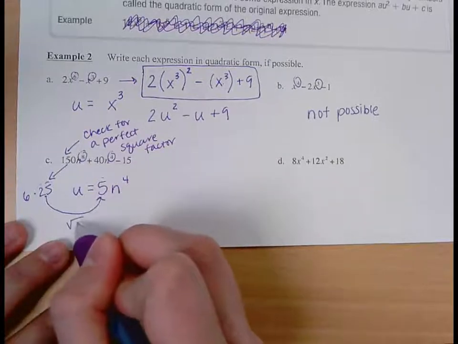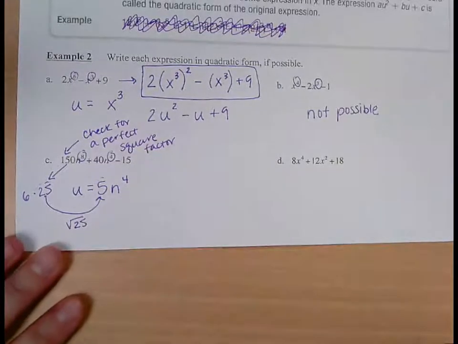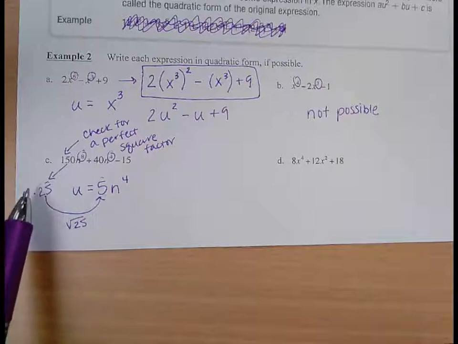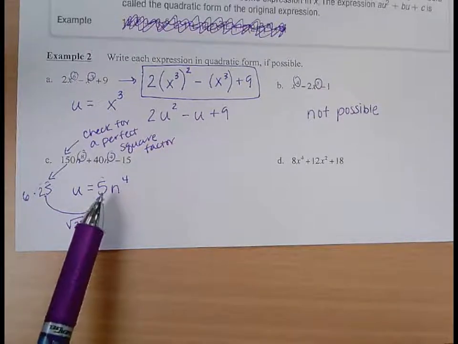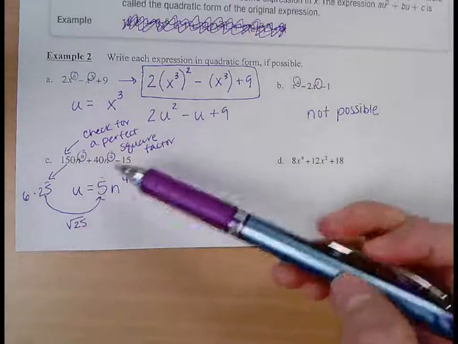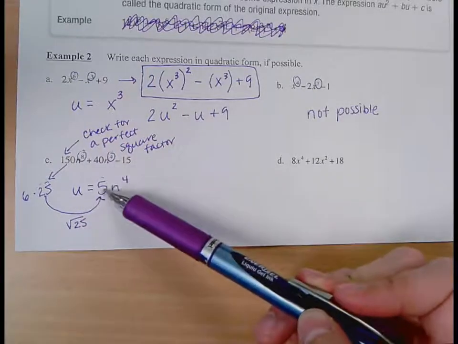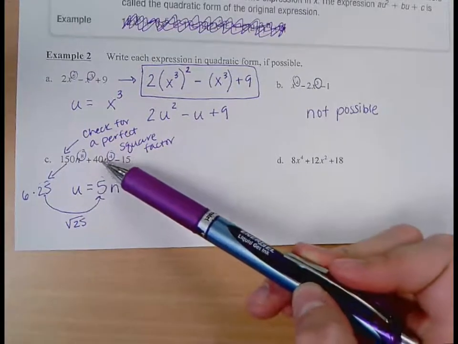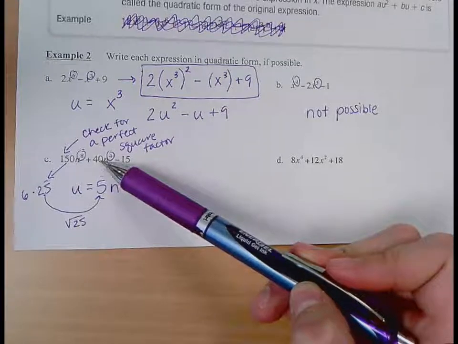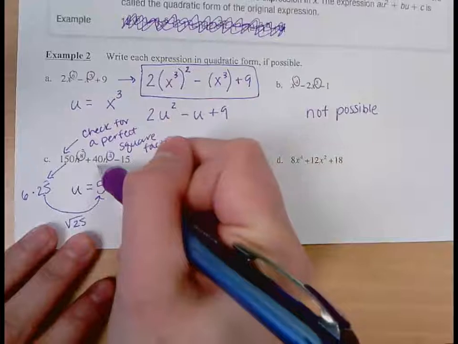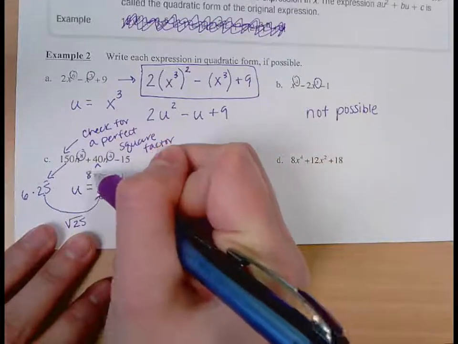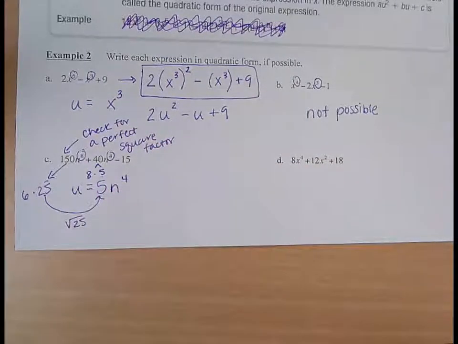So I'm going to try to draw arrows here explaining where these numbers are coming from. So 150 is 6 times 25. Take the square root to get 5. That's your coefficient of u. And then you should also make sure that this coefficient of 5 goes into the b term in this case, the 40, which it does. I know 40 is 8 times 5. Okay, so that's something to double check as well.